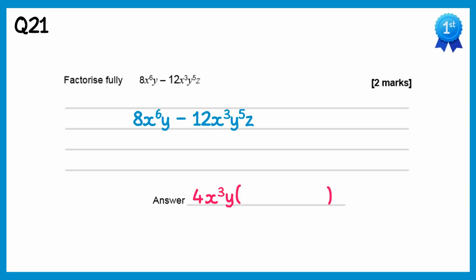We need to work out what to multiply 4x cubed y by to get 8x to the 6 y. To get from 4 to 8, you multiply by 2. To get from x to the 3 to x to the 6, we need another x cubed. And we've already got the y. We then have a minus in the middle. How do we get from 4x cubed y to 12x cubed y to the 5 z? To get from 4 to 12, you multiply by 3. We've already got the x cubed that we need. To get from y to the 5, we multiply by y to the 4, and then there's a z on the end. And this is fully factorised.